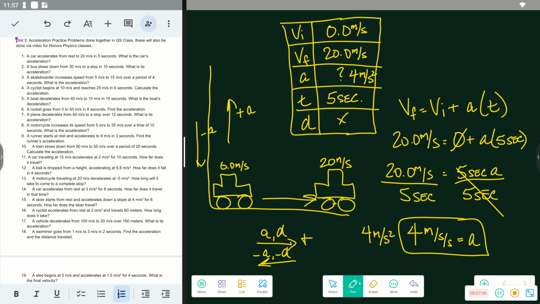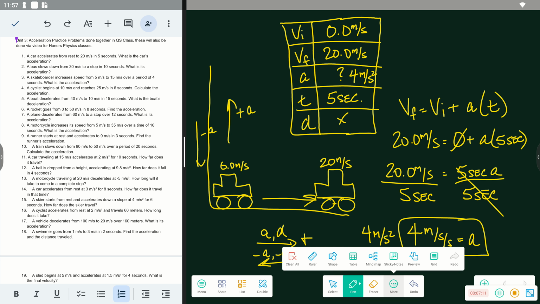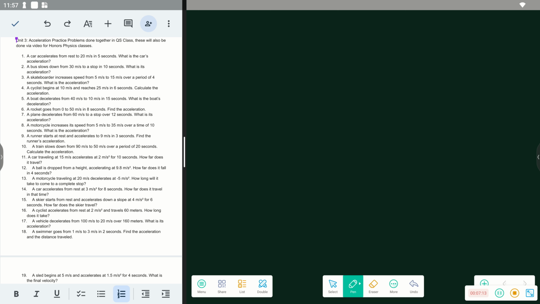Good? Okay. All right, so number 2, a bus slows down from 30 meters per second to a stop in 10 seconds. What is the acceleration? All right, so here we go. We have a bus.